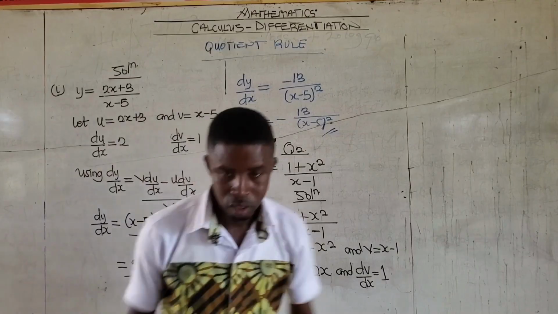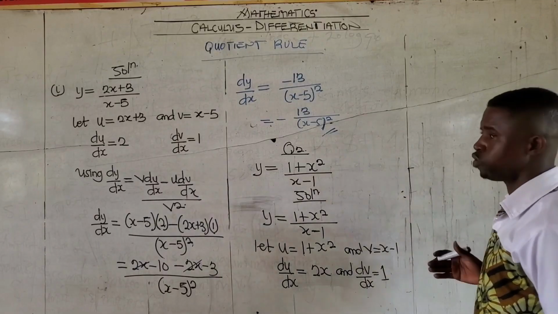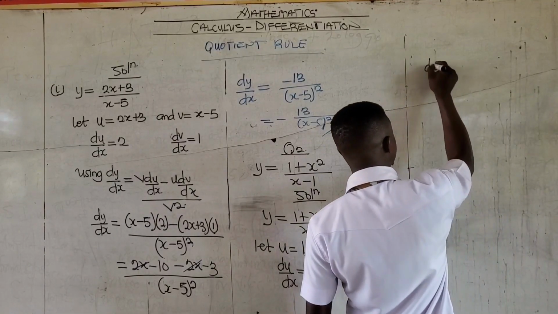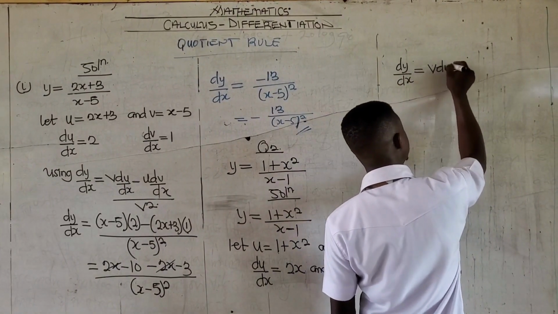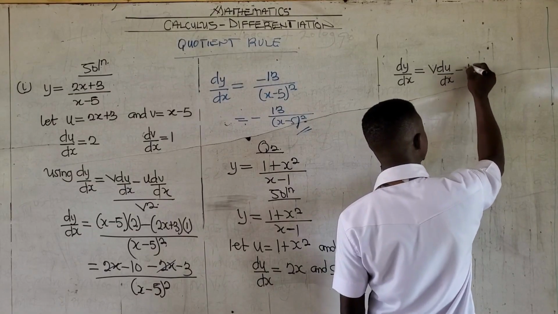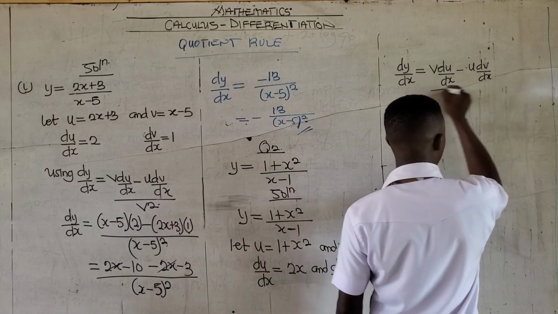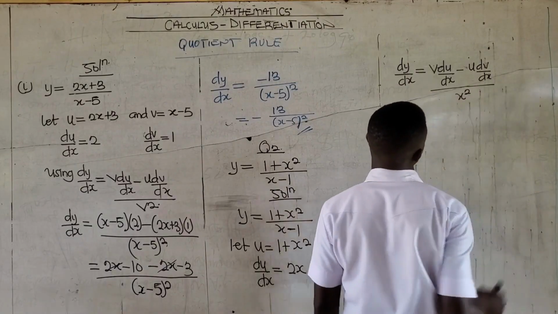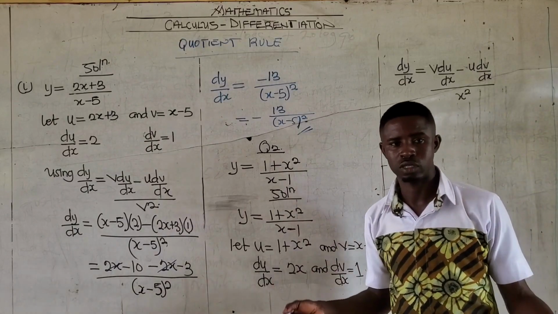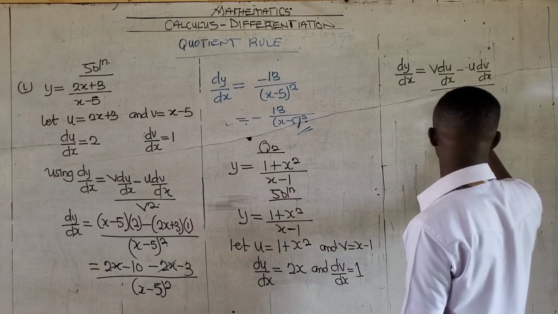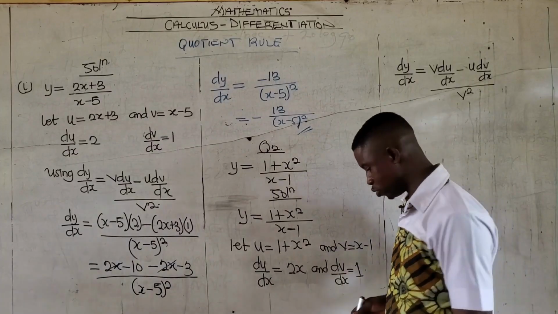Now, after doing the various differentiation, the next thing we are going to do is to quote our formula, which in this case, dy over dx is equal to v du over dx minus u dv over dx, all divided by v squared. So now, the next thing I am going to do is the various substitutions.